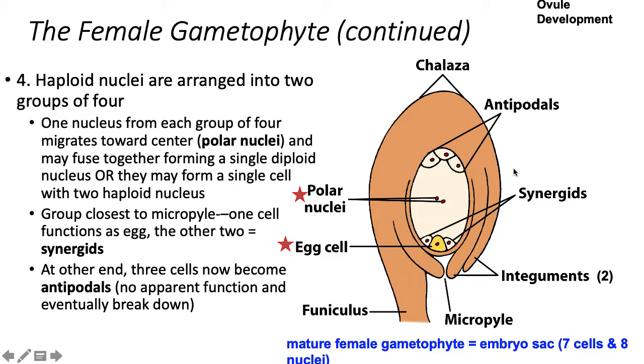When this is all said and done, I now have the mature female gametophyte. It is an embryo sac. It has 2 layers of integuments. It has an opening called the micropyle. And inside my embryo sac, I have 7 cells, 1, 2, 3, 4, 5, 6, 7, with 8 nuclei, 1, 2, 3, 4, 5, 6, 7, 8. So now my female gametophyte is mature.